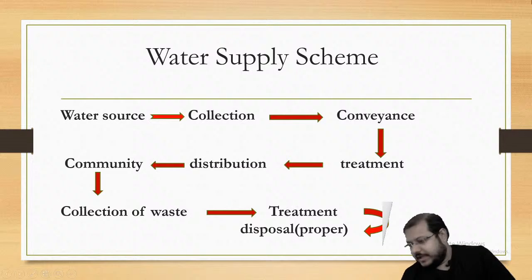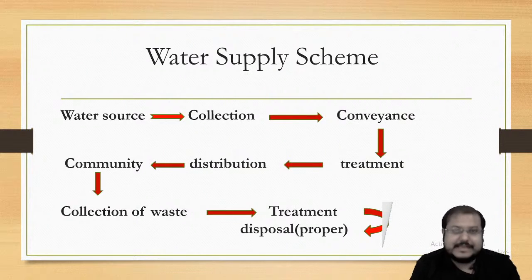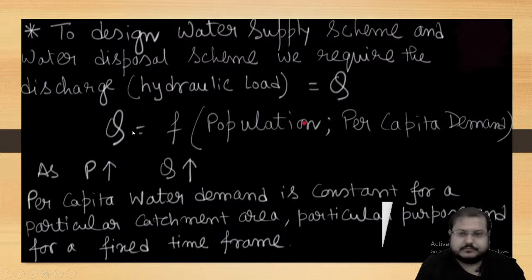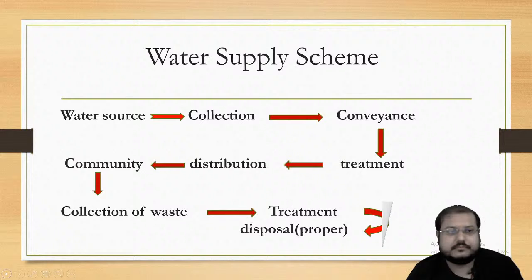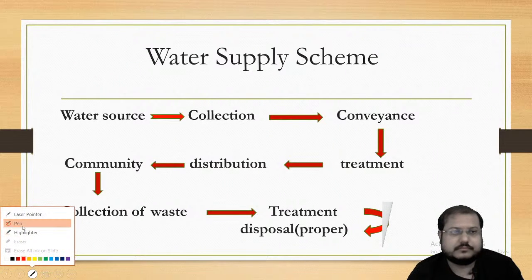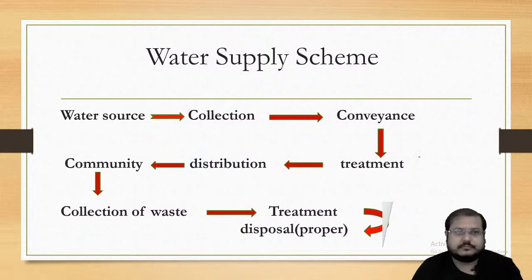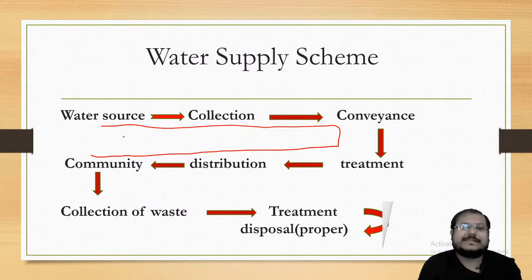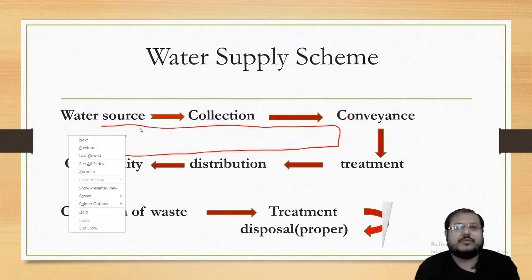Understood? So if we see this particular segment from the water source, its collection, conveyance, treatment, distribution, community, all these things are actually the process of water supply, or domestic water supply engineering. Domestic water supply engineering, all these things you are doing here.